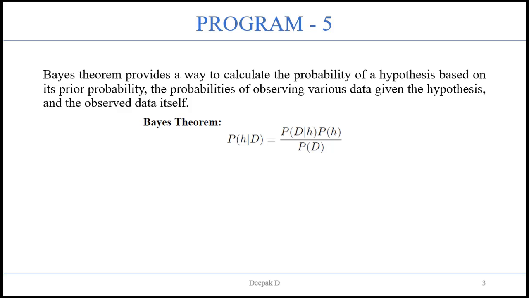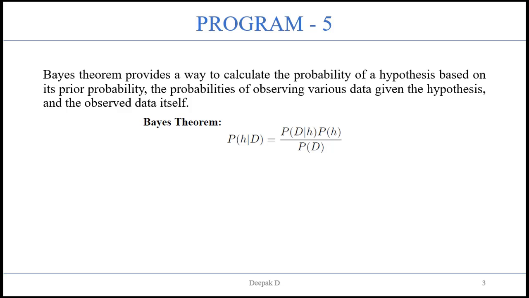And we shall see some features of Bayesian learning methods. Each observed training example can incrementally decrease or increase the estimated probability that a hypothesis is correct. This provides a more flexible approach to learning than algorithms that completely eliminate a hypothesis if it is found to be inconsistent with any single example.